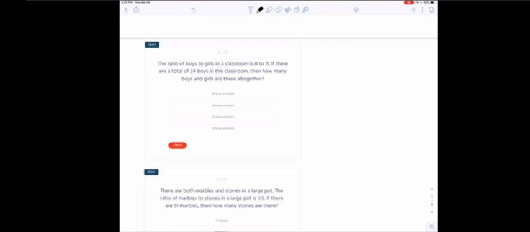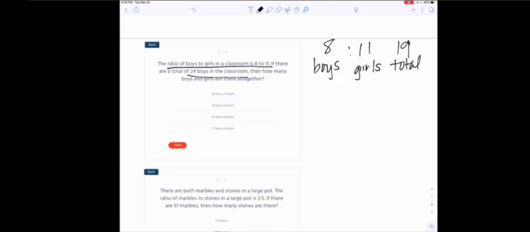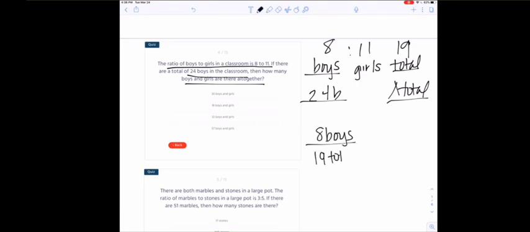So it says, ratio. Boys to girls, 8 to 11. So 8 is boys, 11 is girls, okay? If I want to add it, I get 19 total. It tells us 24 boys in the classroom, and it asks us how many altogether. So, sorry, it's asking us for the total. So we're going to use boys, total, once again. Remember, our first fraction comes from our ratio. So 8 boys to 19 total is equal to 24 boys, and we don't know x total, right?